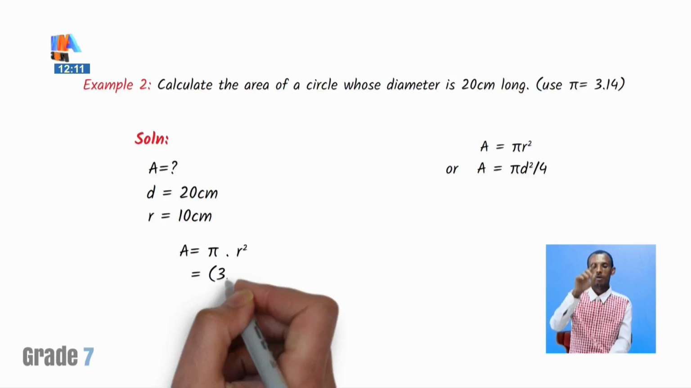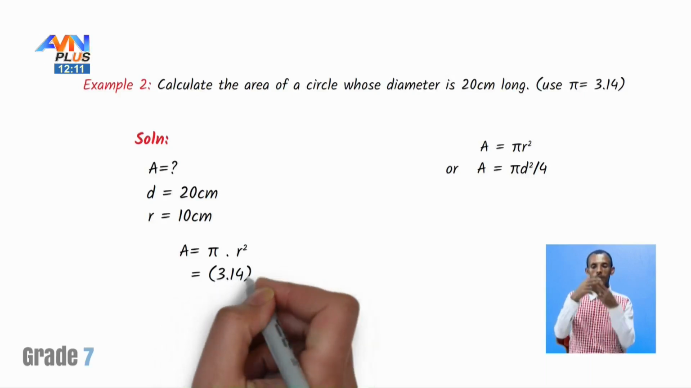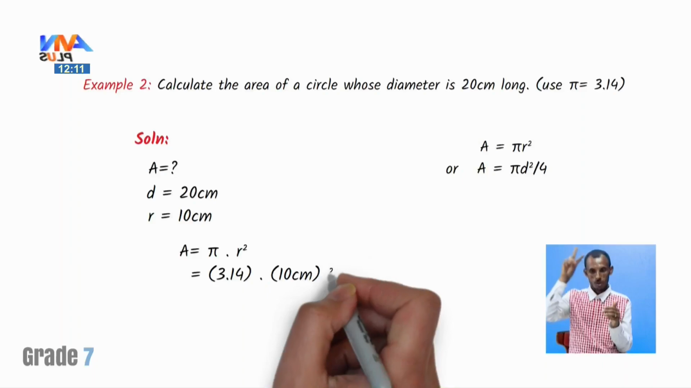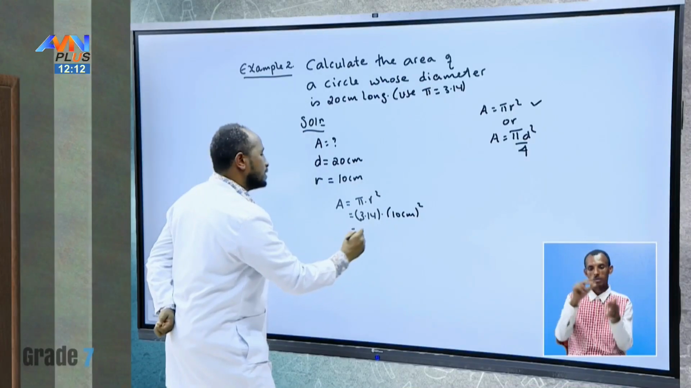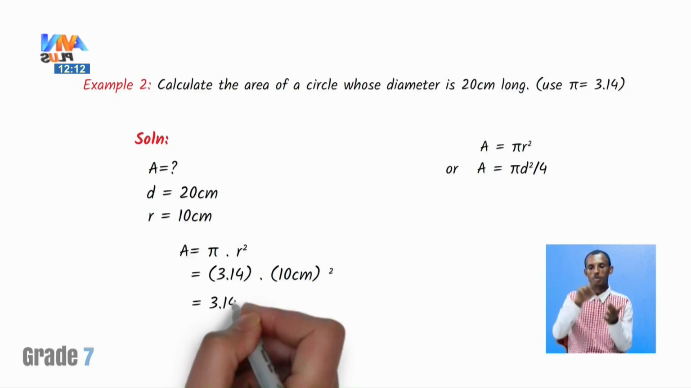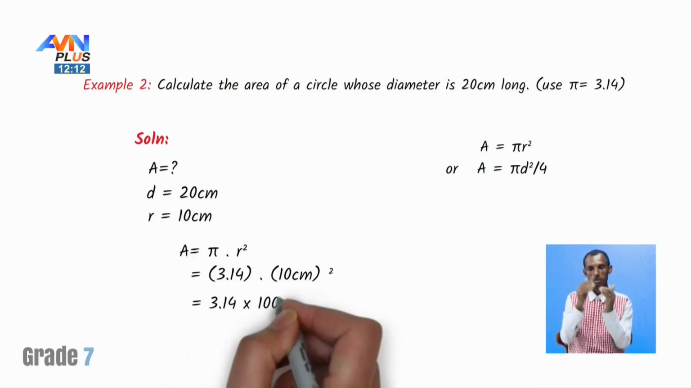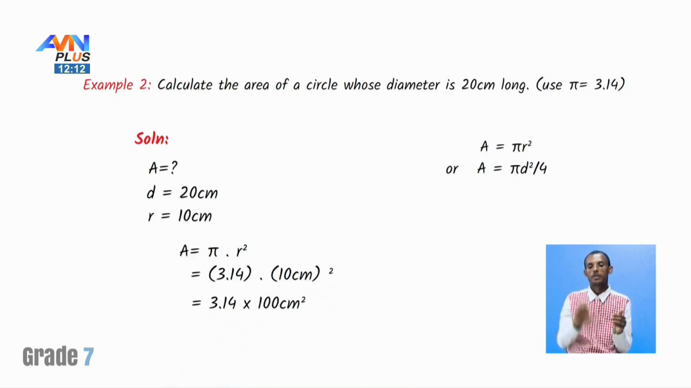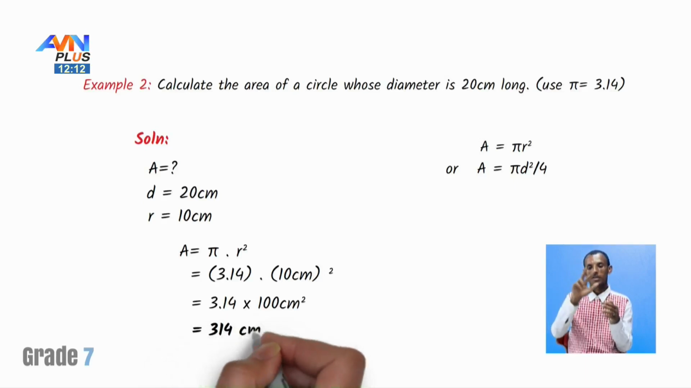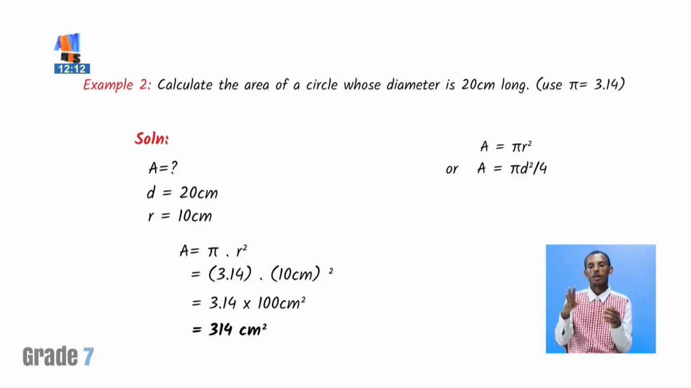So here, 3.14 times the radius, which is 10 centimeters, squared. 3.14 times 10 squared, 10 squared is 100. Therefore, it is 100 centimeter squared. When you multiply these two, you have 314 centimeter square, which will be the area of the given circle.